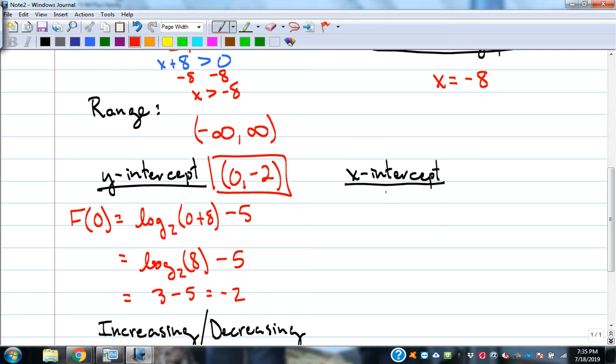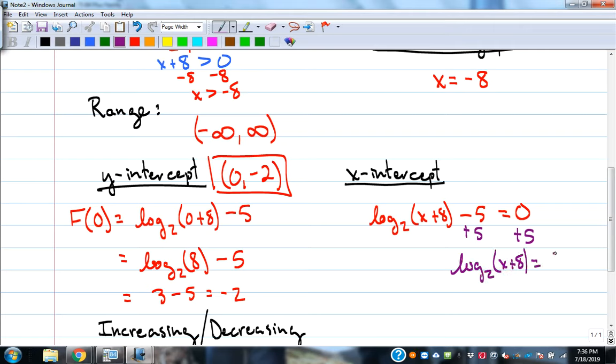The x-intercept is a little more difficult to find. Log base 2 of (x plus 8) minus 5. We set the problem equal to 0, and then move the 5 over. Log base 2 of (x plus 8) is equal to 5.